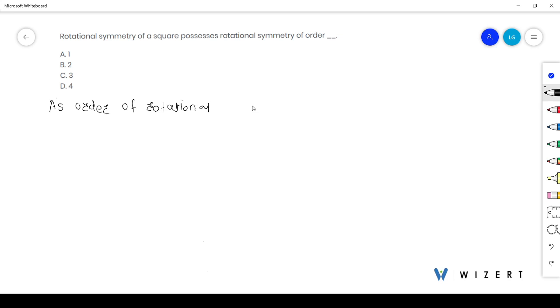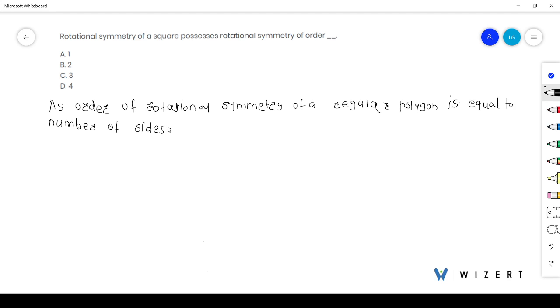order of rotational symmetry of a regular polygon is equal to the number of sides. We know that a square is a regular polygon.